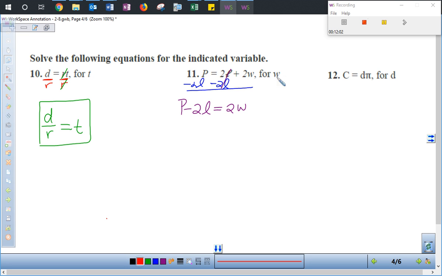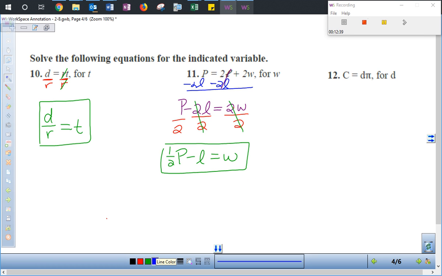Next, to get w by itself, I need to divide that 2 away from it. So I'm going to divide each term by 2. My first term here is 1p over 2. So 1 over 2 simplifies to 1/2, and then the p goes next to it, minus 2l divided by 2. Those cancel out and leave me with an l, equals 2w divided by 2. Those will cancel out and leave me with a w.